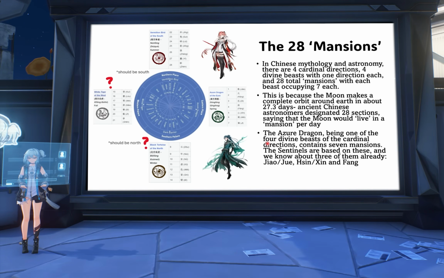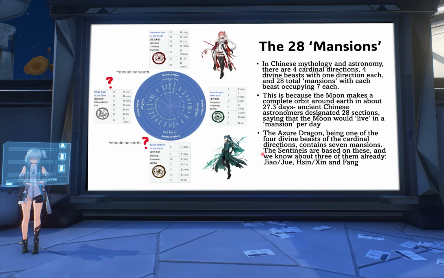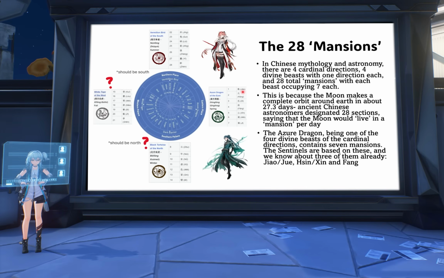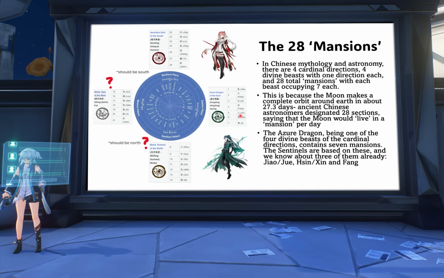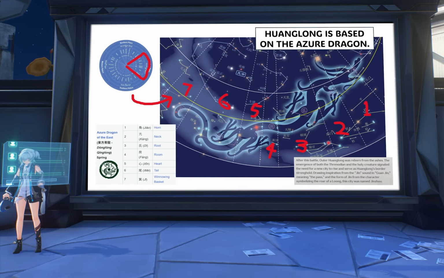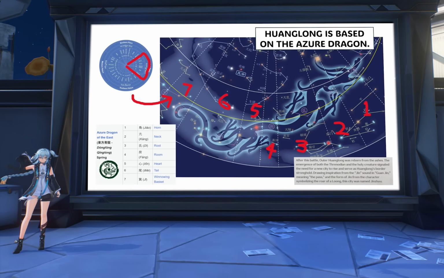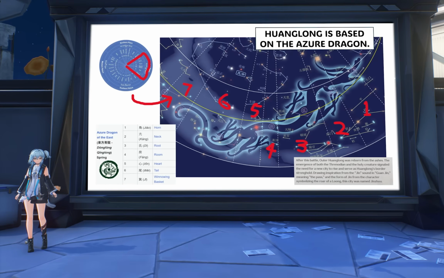around the Earth, right? And basically, we know, as we said on the previous slide, 3 of the sentinels of Huanglong we know about are based on the azure dragon's mansions. You have Chao or Zhui, you have Fang, which is just Fang, and then you have Xin, which is Xin, right? What I just talked about is something I've illustrated here. These are the 7 mansions of the azure dragon, and you can see how each of these mansions that each sentinel was based on translates to a specific part of the azure dragon's body, right?